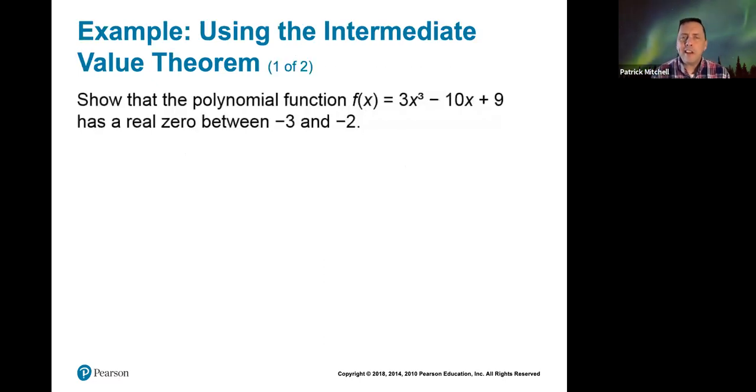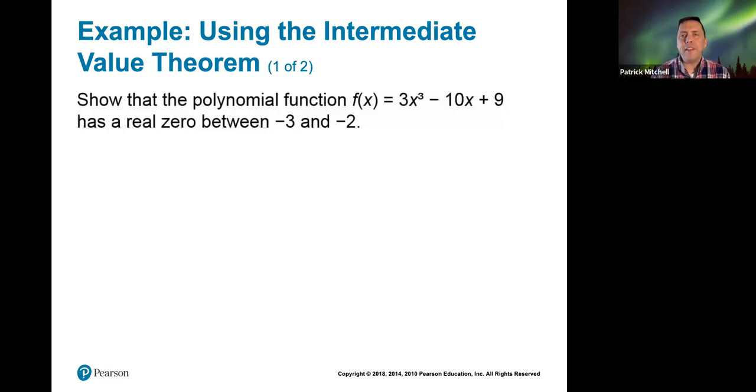So we'll do this example, and then I'm going to show you a picture that will make perfect sense. In this example, they want us to show that the polynomial function f of x equals 3x cubed minus 10x plus 9 has a real 0 between -3 and -2.